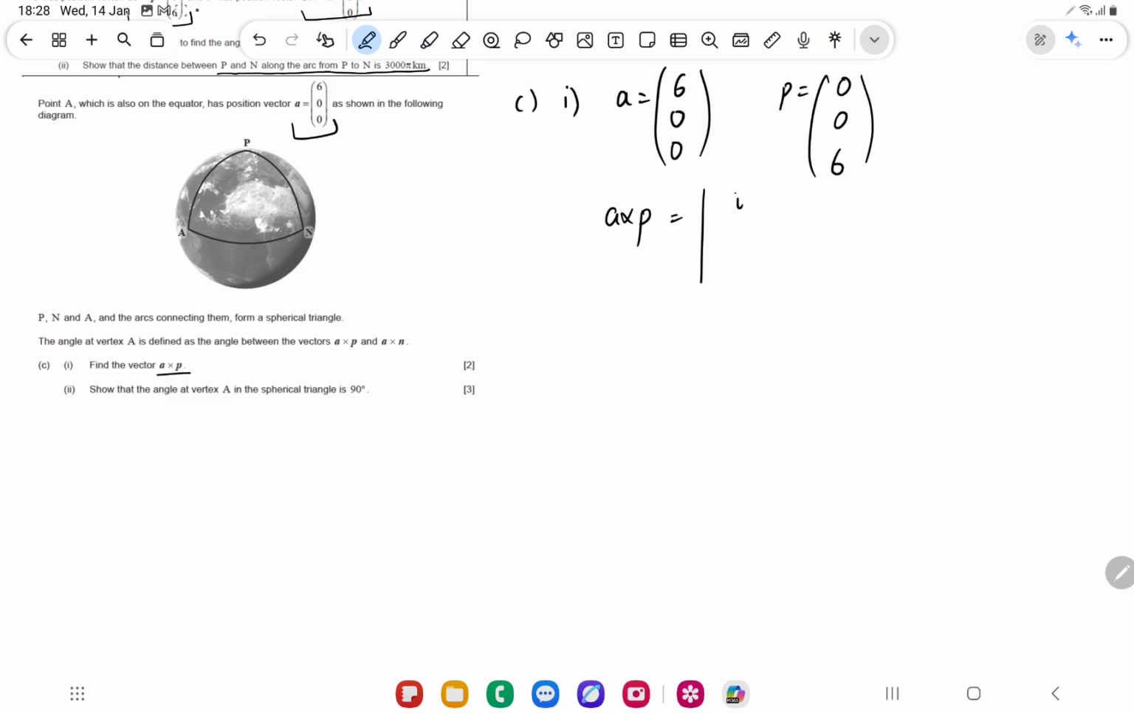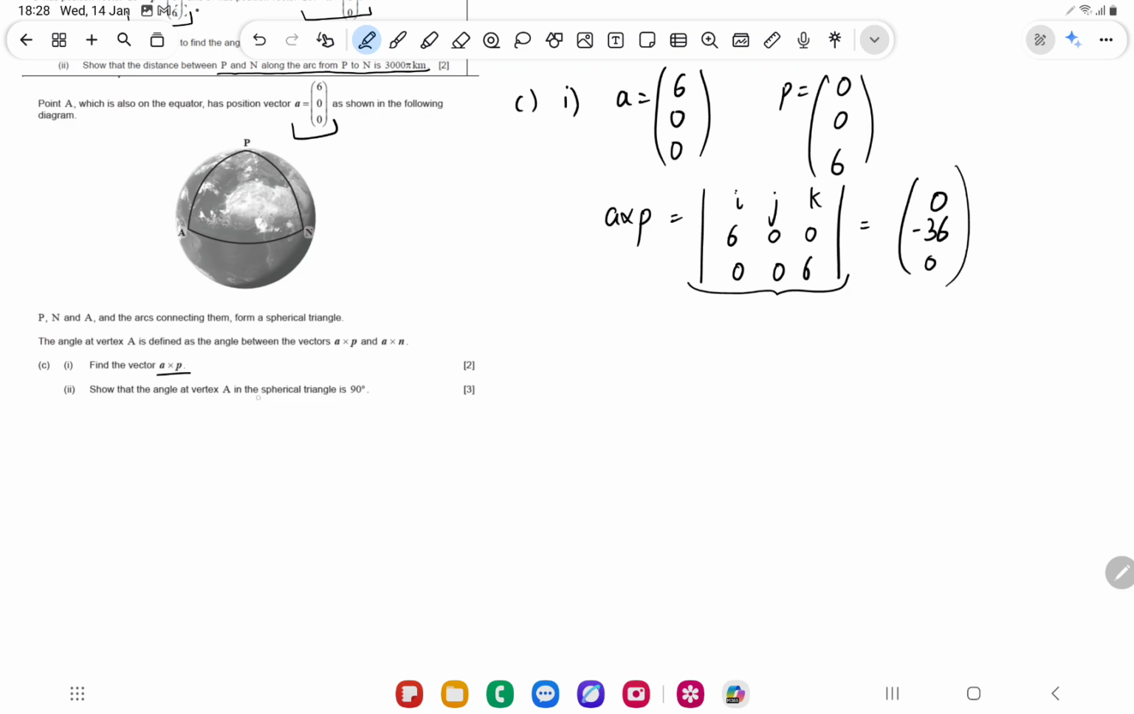I will write it in this form: i, j, k. Now my A is 6, 0, 0 and P is 0, 0, 6. When we solve this, we will get 0, minus 36, 0. You can use your formula booklet to see how to solve this. Now let's move to the next part.